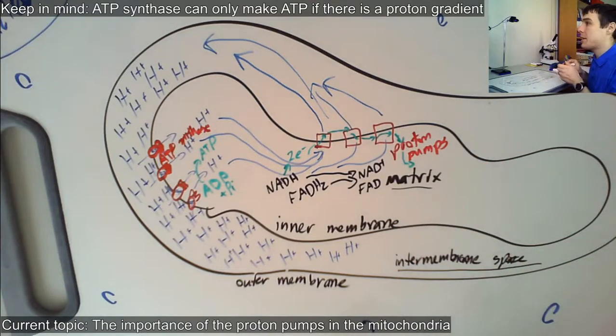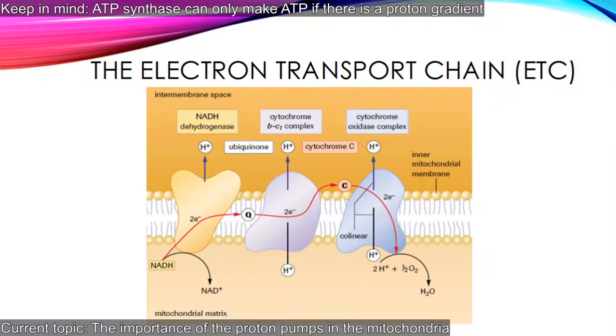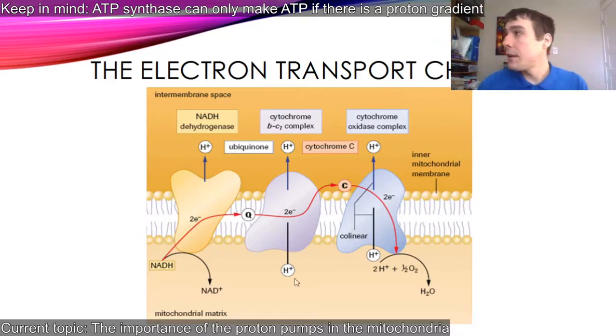And if we jump back over to the diagram that's in your note, you see that the final acceptor here is O2, oxygen. Its main job is to accept those electrons and then leave.